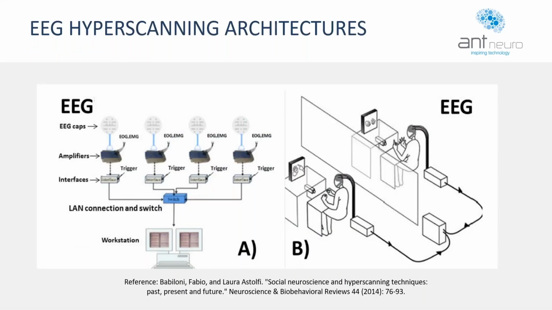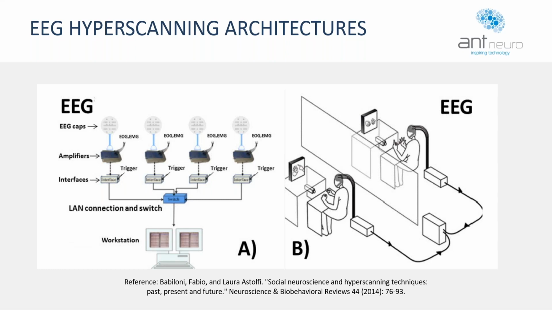This brings me to my next slide, because when you want to do EEG hyperscanning, there are some architectures that are more popular in literature. This picture is taken from Babyloni et al. So what you see as picture A on the left is from the paper by Babyloni et al. And what you see on side B is actually by Dumas et al.